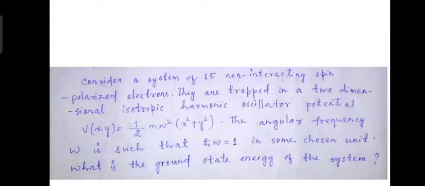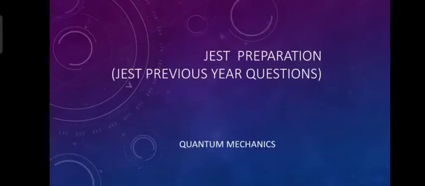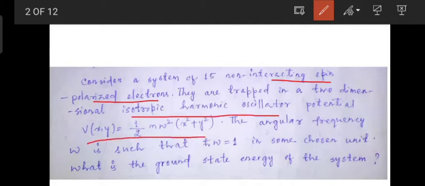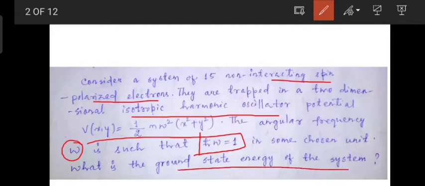This is the first question. Consider a system of 15 non-interacting spin polarized electrons. They are trapped in a two-dimensional isotropic harmonic oscillator of potential half m omega square x square plus y square. The angular frequency is omega and the value of h cut omega equal to 1. What is the ground state energy of the system?